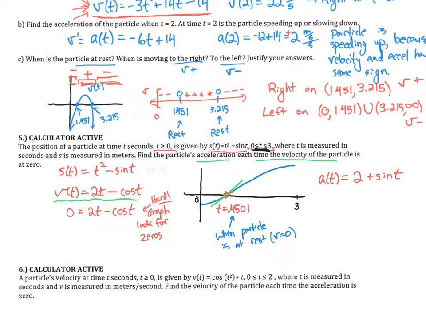And then I want to figure out what the acceleration would be at that particular point in time. So I'm just going to plug in 0.4501 into my acceleration and see what we get.